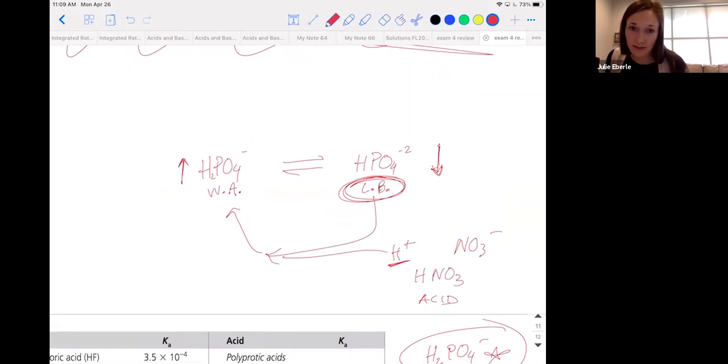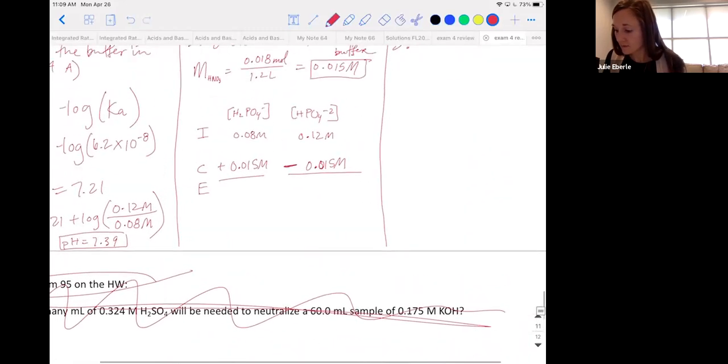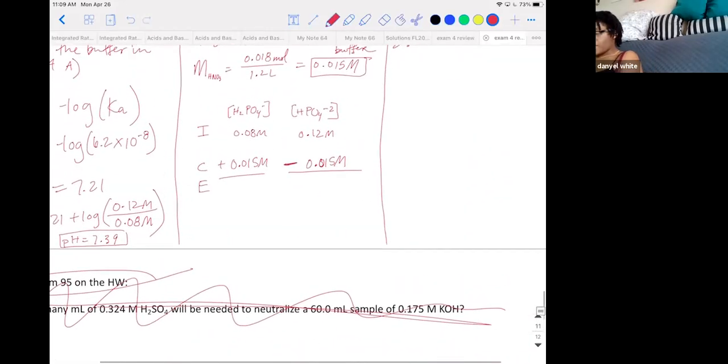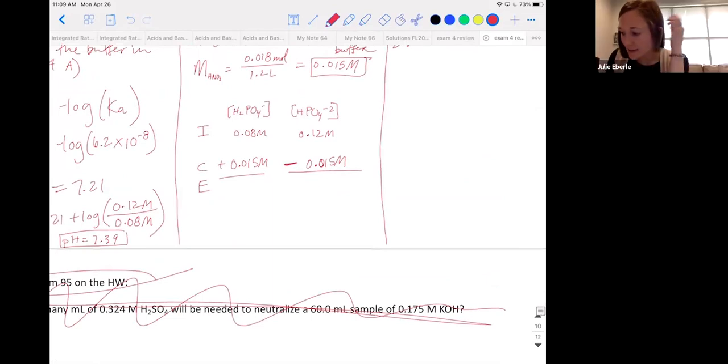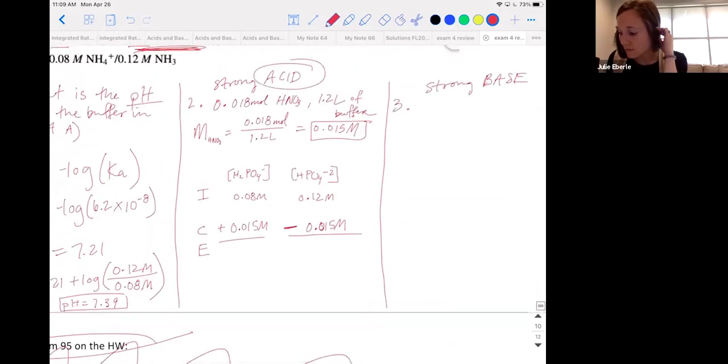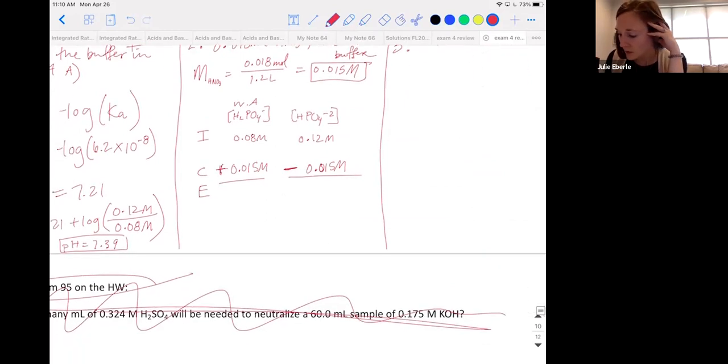Acids don't neutralize acids. This is my weak acid. Acids are reserved to neutralize bases. So we'll look at that in just a minute. My motto here is when you add acid, you add to the acid column. This is the weak acid column. So if you add acid, then you add to the acid column. That's my motto. All right, so what does this equal?